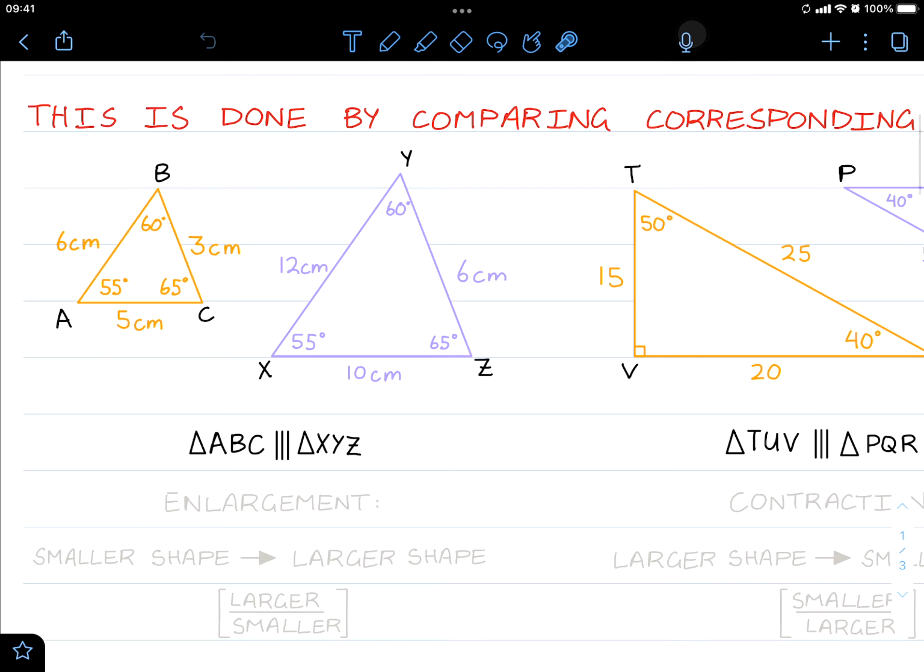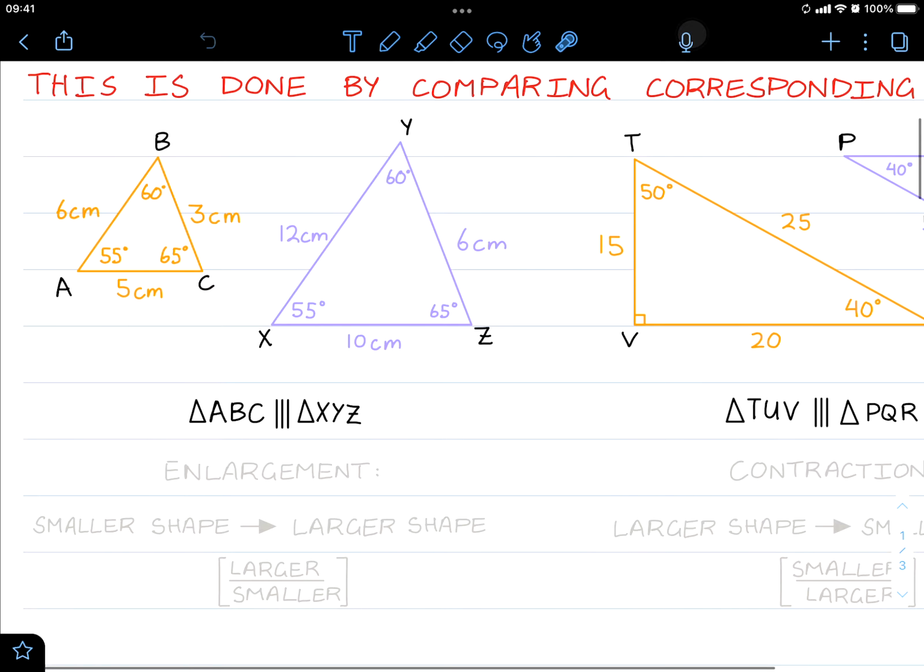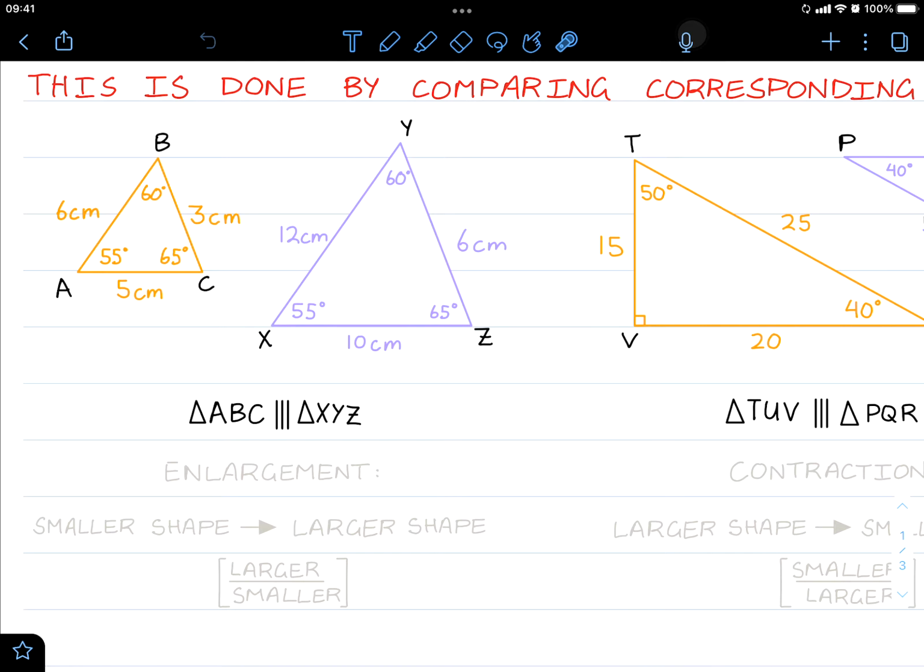In this case, triangle ABC is similar to XYZ. So we're being told that these two shapes are similar. Now this is an example of an enlargement because we went from the smaller shape to the larger shape.